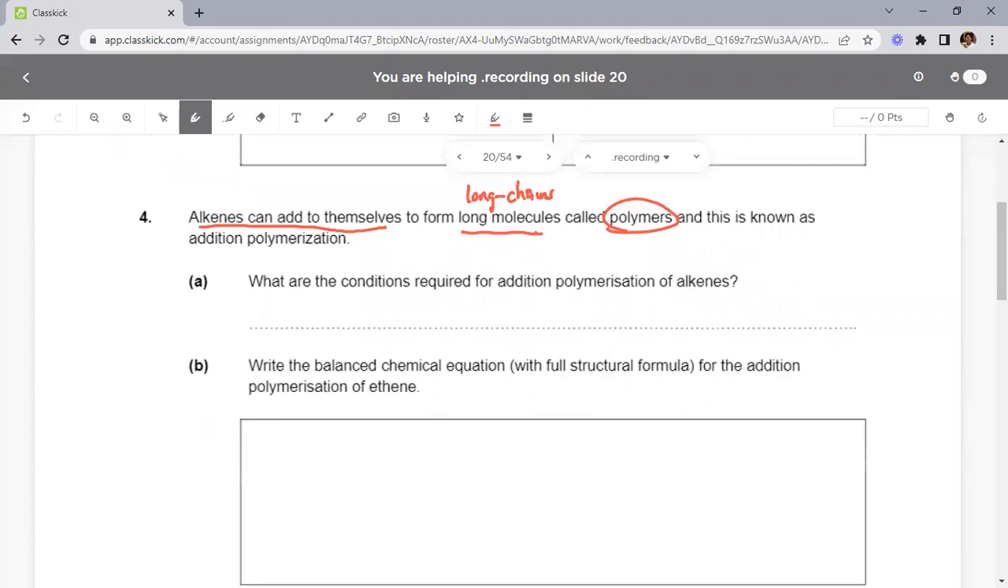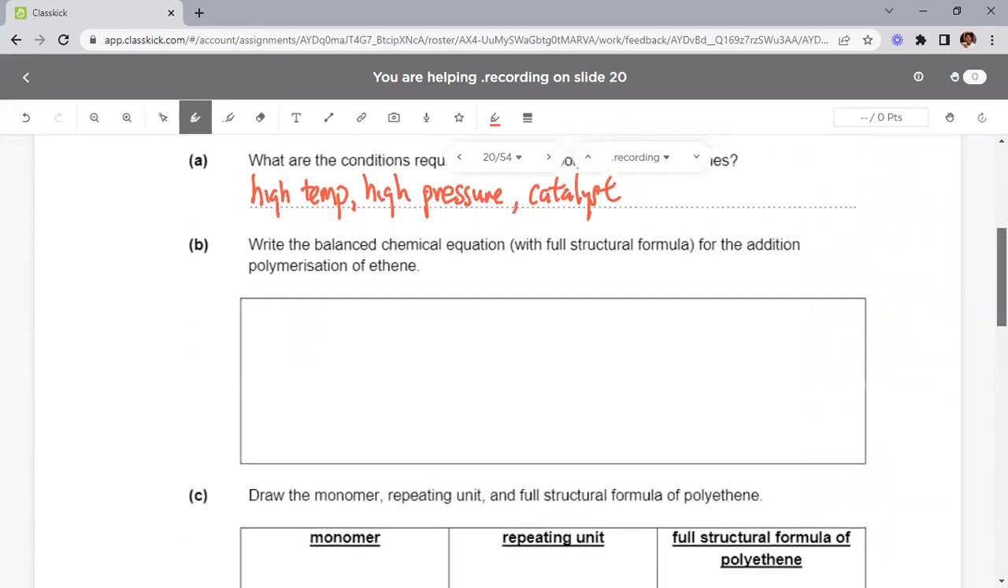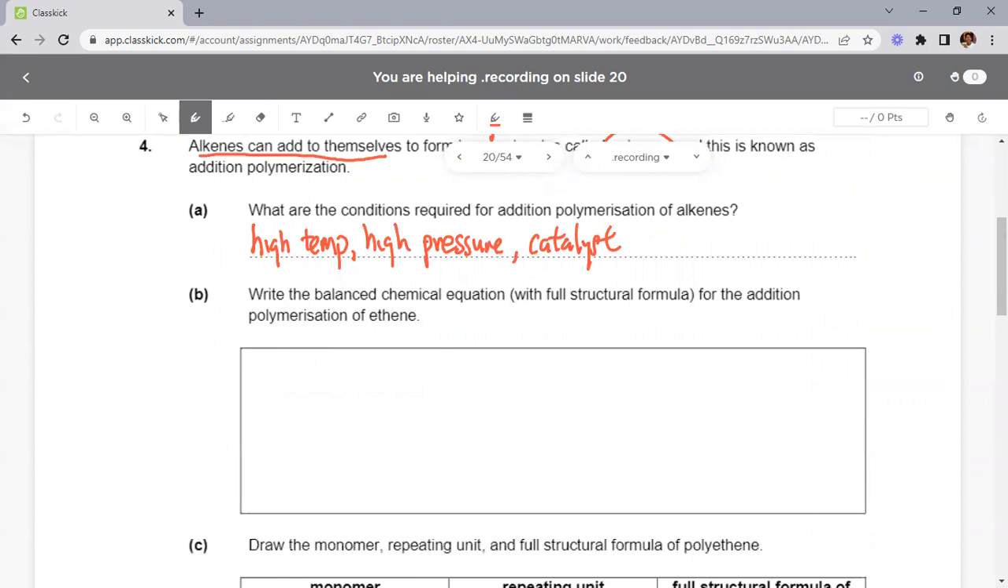So what's the condition required for this? Take note, the condition is not very specific here. It's just a very generic one. It is just high temperature, high pressure, and a catalyst. So all three: high temperature, high pressure, and a catalyst. Okay, so I'm going to show you how ethene undergoes addition polymerization. In polymerization, you are adding a lot of alkene molecules together.